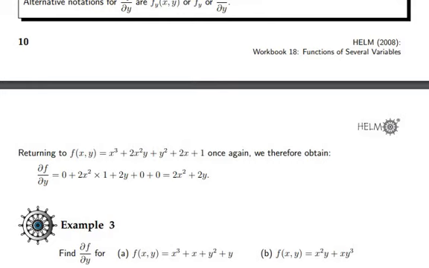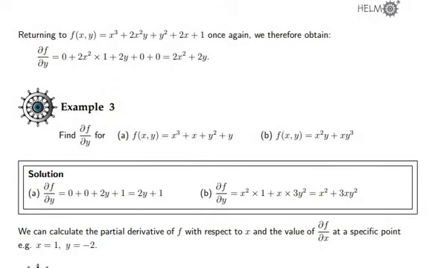If we move to the previous example, f of x, y equals x cube plus 2x squared plus y squared plus 2x plus 1, once again we obtain del f by del y. With respect to y, x remains constant, so the first term is 0. In the second term, x is a constant, so twice x squared comes outside, and del del y of y is 1; plus del del y of y squared is twice y, plus 0 and 0. So finally, we have del f by del y equals 2x squared plus 2y.